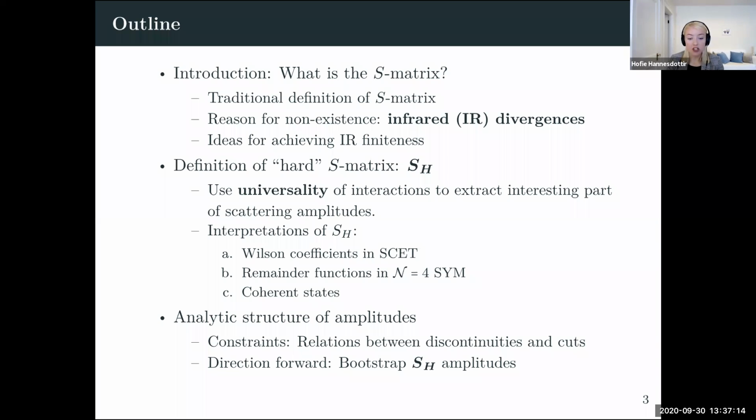And in the end, I'm going to talk briefly about the new work. We actually started looking into the analytic structure of amplitudes because we were interested in how it would help us in bootstrapping SH amplitudes. So in our most recent paper, we derived constraints or relations between discontinuities of amplitudes and cuts of the corresponding Feynman diagrams. So I'm going to talk briefly about that in the end.